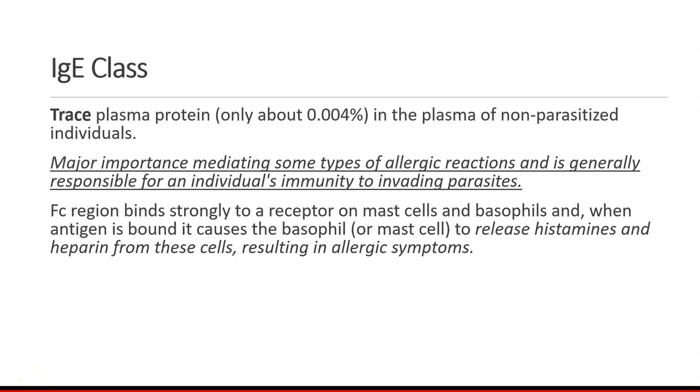IgE is a trace plasma protein, only about 0.004% in the plasma of non-parasitized individuals. It's of major importance in mediating some types of allergic reactions and is generally responsible for an individual's immunity to invading parasites. The Fc region binds strongly to a receptor on mast cells and basophils, and when antigen is bound, it causes the basophil or the mast cell to release histamines and heparin from these cells that result in allergic reactions or symptoms.